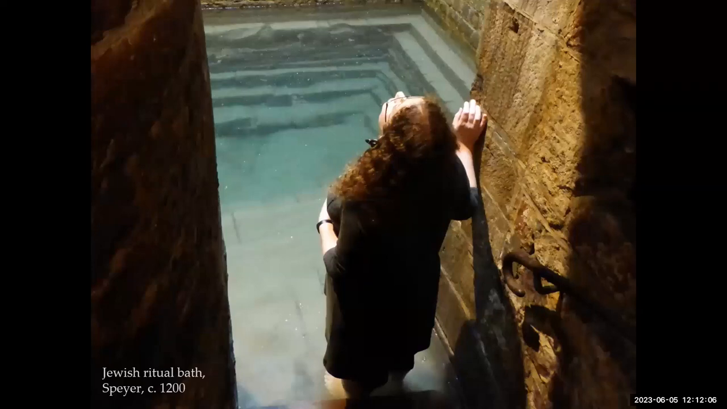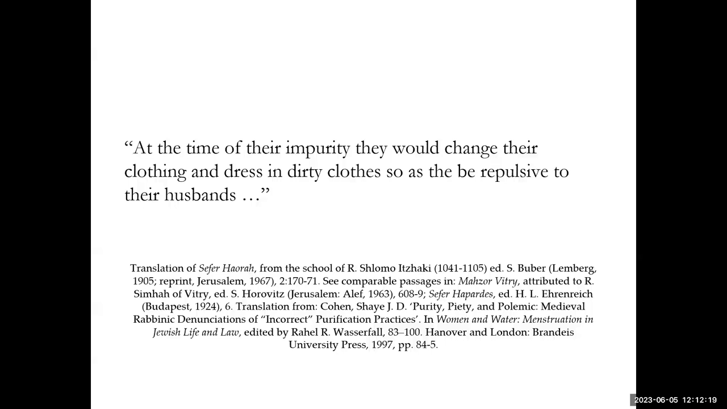The separation took on many roundabout laws, but medieval rabbis actually make it clear that the main point was to refrain from sexual contact. Shai J.D. Cohen has discussed sources according to which women were supposed to wear specialized clothes during this time of separation in order to minimize attraction. So at the time of their impurity, they would change their clothing and dress in dirty clothes so as to be repulsive to their husbands. We can argue about the translation. I can bring the Hebrew later. And you can see also in the note the other compilations in which something very comparable appears.